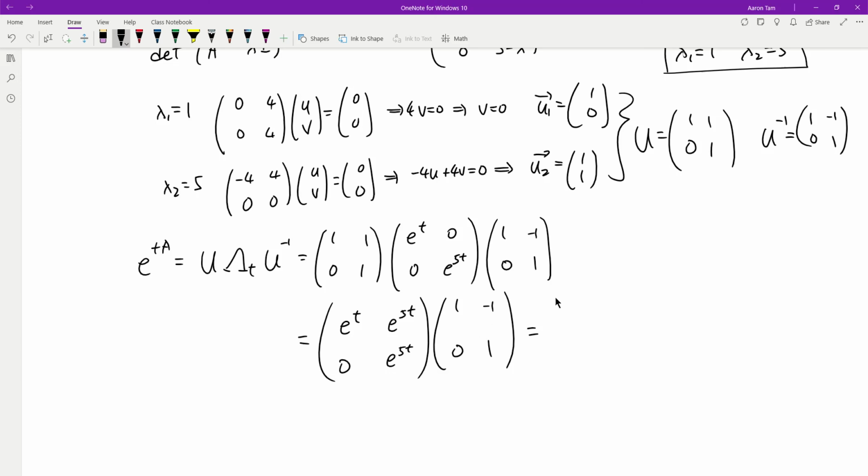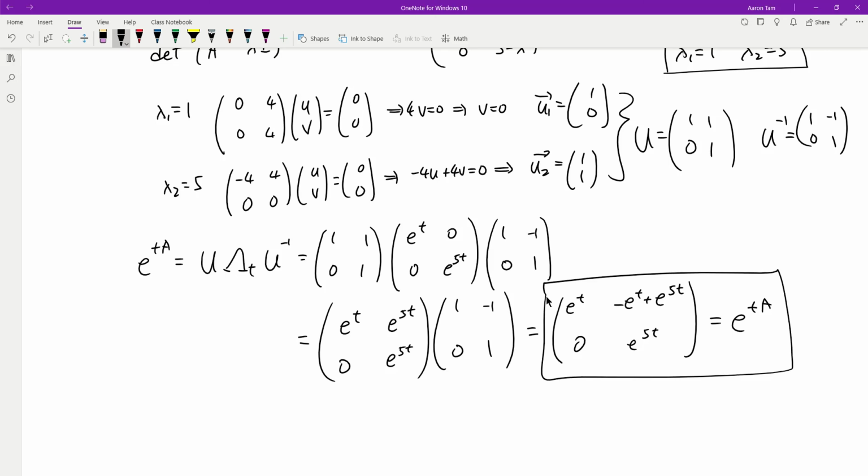So therefore, this dot this, there will be e to the t. And then this dot this would be negative e to the t plus e to the 5t. And then this would be 0. And this would be e to the 5t. So to me, this is what e to the tA is.